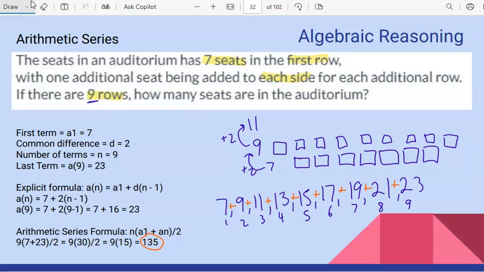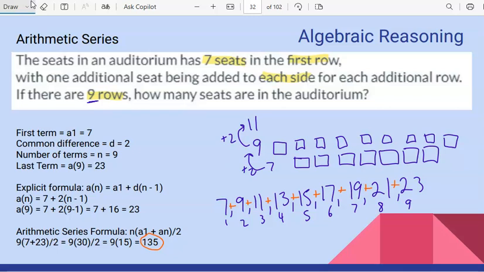Now that is if you want to count them all up. There's also a formula for this. You will find the first term, which was 7, and then the last term, which was 23. Add them together, multiply by the number of rows, and then divide it by 2. Now to get the last row, if we didn't really know it and we didn't want to count up to it, you could also use the explicit formula.